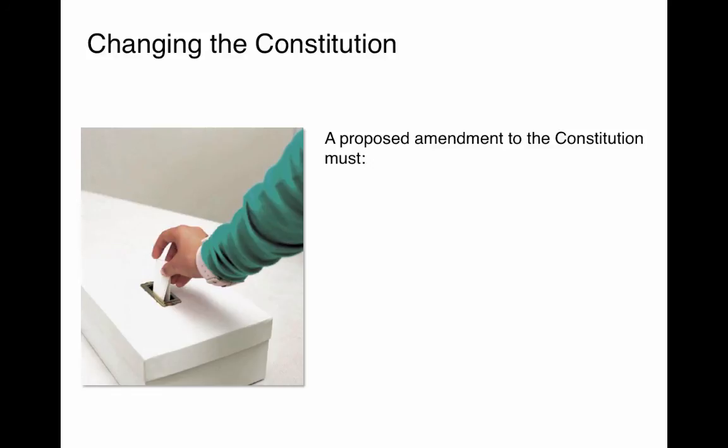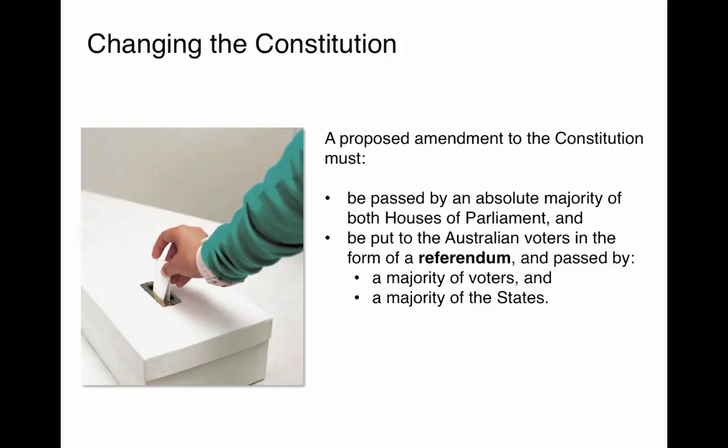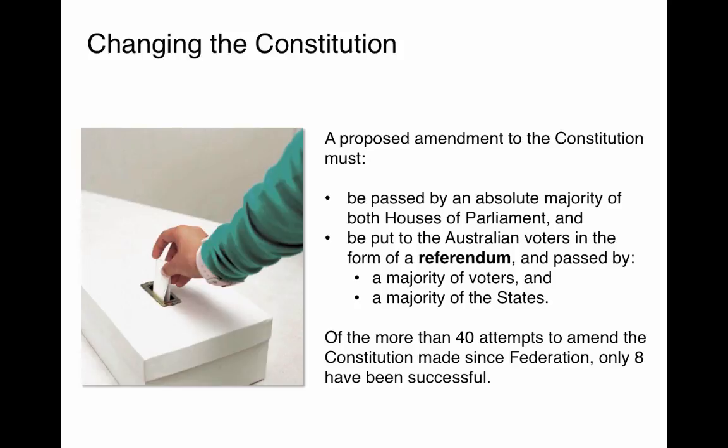The Constitution itself contains a mechanism for amending the Constitution. A proposed amendment to the Constitution must be passed by an absolute majority of both Houses of Parliament and be put to the Australian voters in the form of a referendum and be passed by a majority of the voters in a majority of the states.